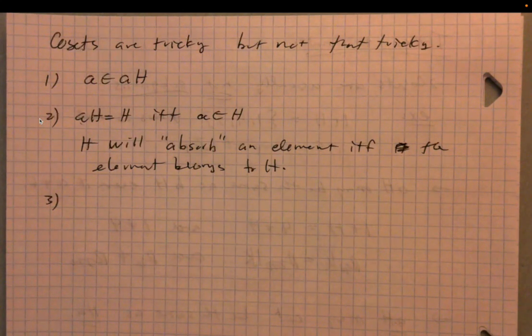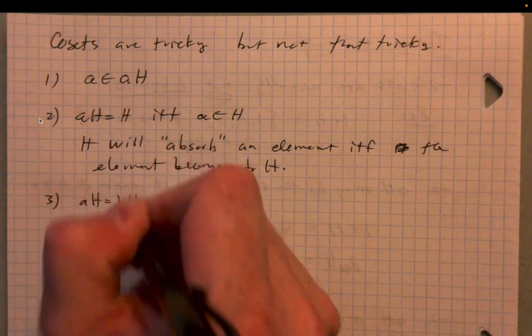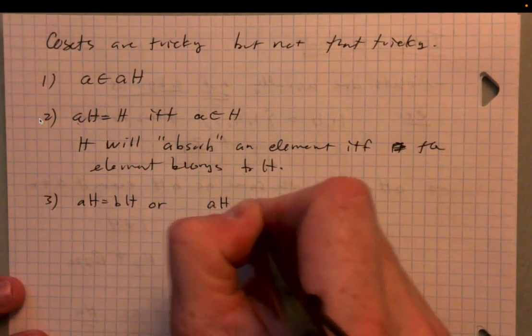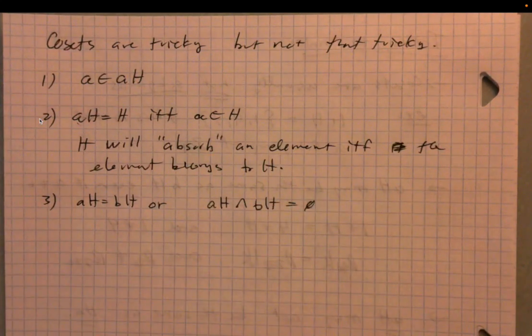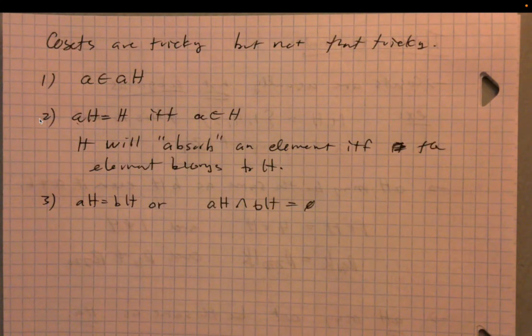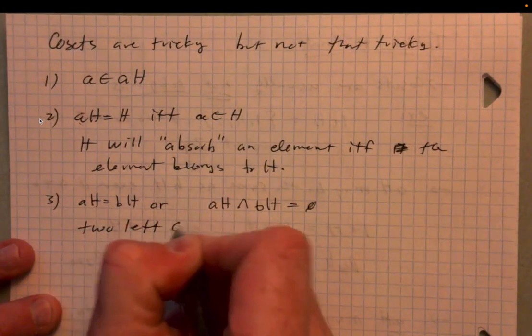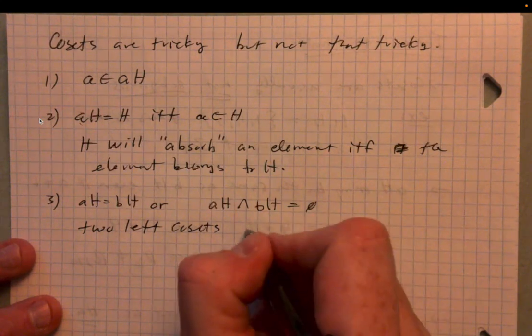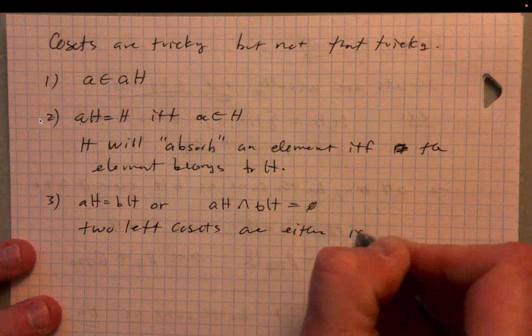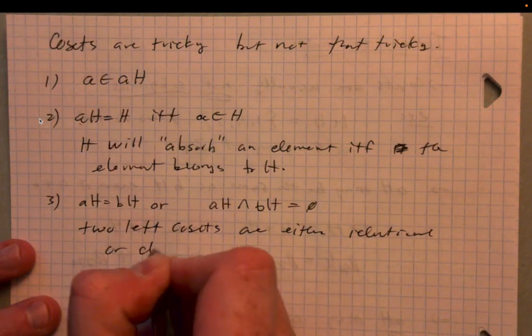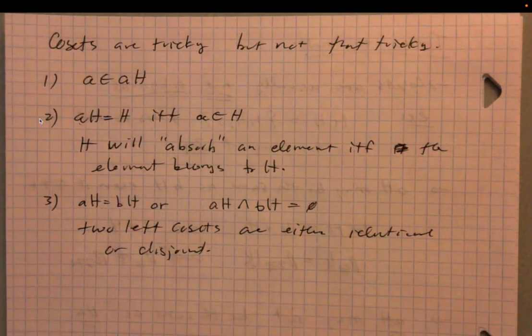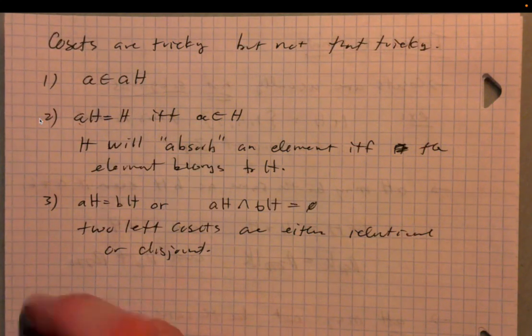What about the third one? AH equals BH, or the intersection is empty. What does this mean? Well, what it basically means is that two left cosets of H are either identical or totally different, or disjoint. So two left cosets and right cosets as well are either identical or disjoint. That one's fairly straightforward. What about 4?